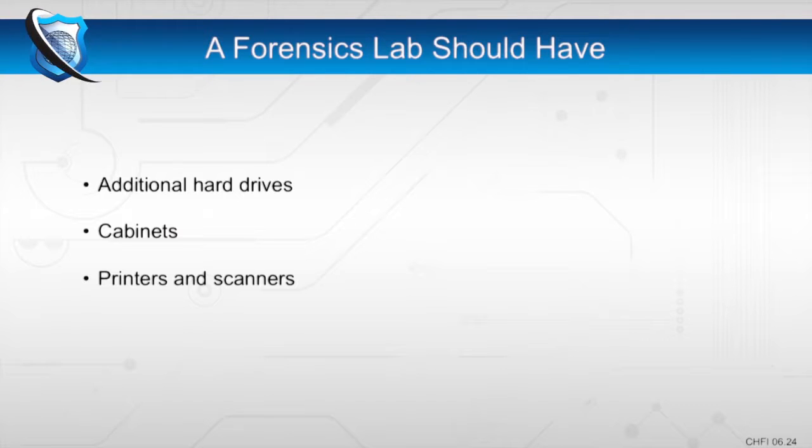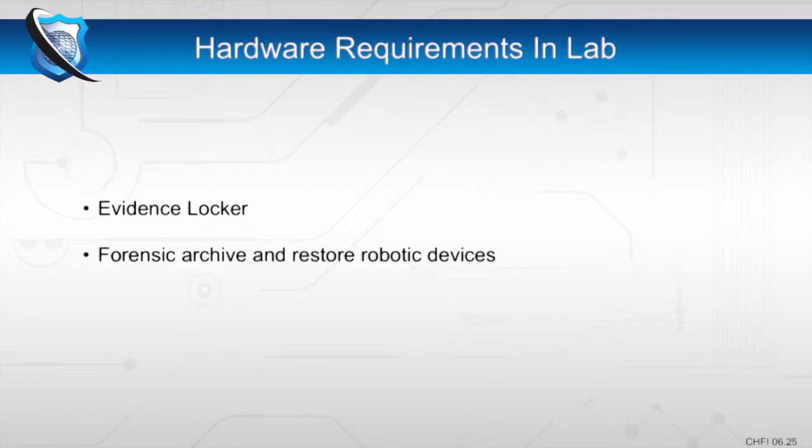I'd say photographic equipment is a really good idea. We can use digital cameras today, but just make sure that they're massive megapixels. I think 7 megapixels is probably the bare minimum. Somebody else is going to tell you something different out there, but my information may be a little bit dated at this point. You need an evidence locker, and you need a forensics archive and a place to restore a robotic device to go ahead and store massive amounts of data.